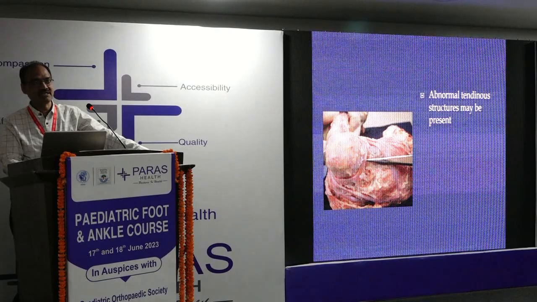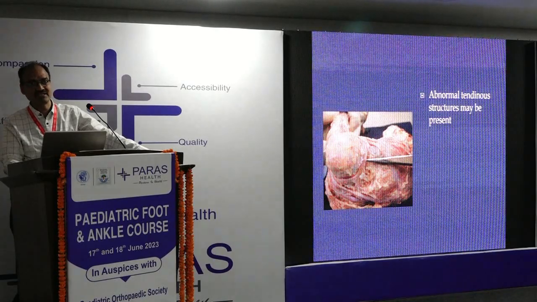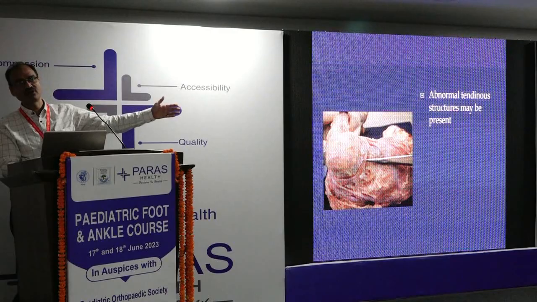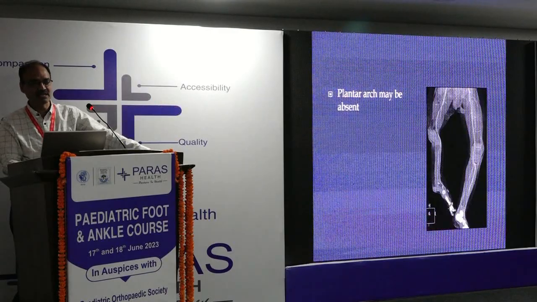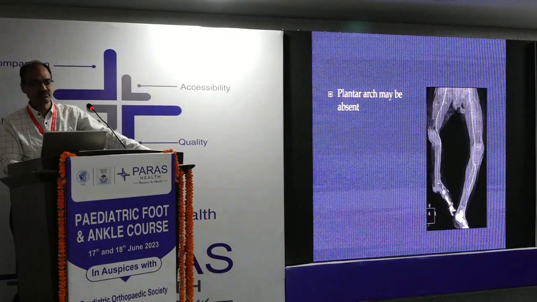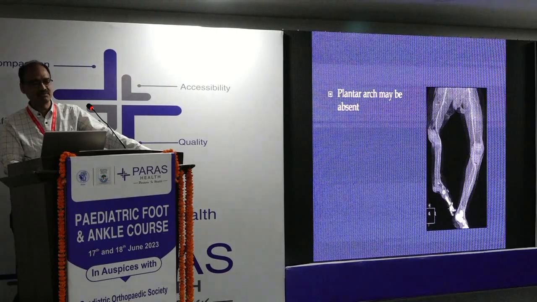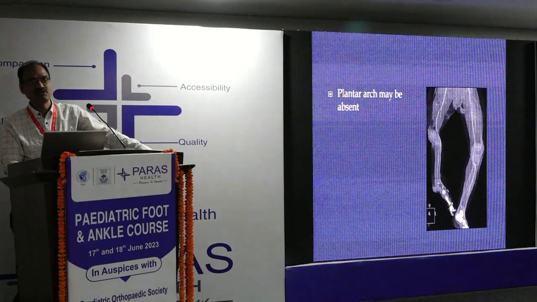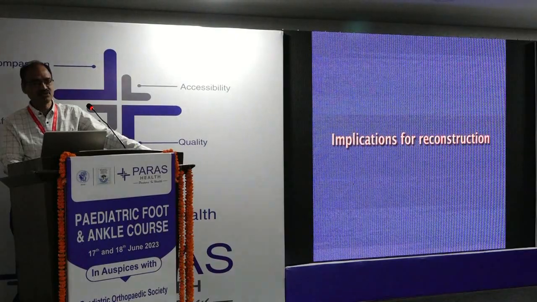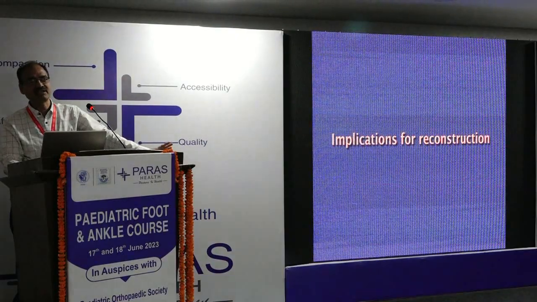Similarly, the same tendinous structure will work as a tether, and if by chance we go for reconstruction, this would be helpful. And similar things were present on the arteriogram, because sometimes the tibial artery would also be absent. So these are the implications for the reconstruction.